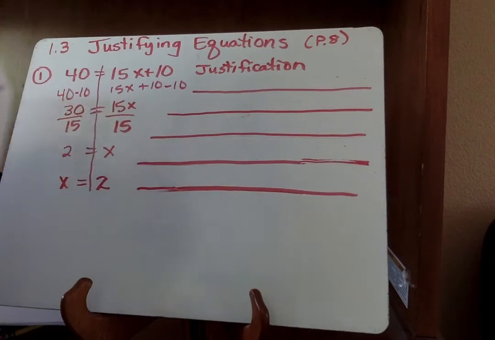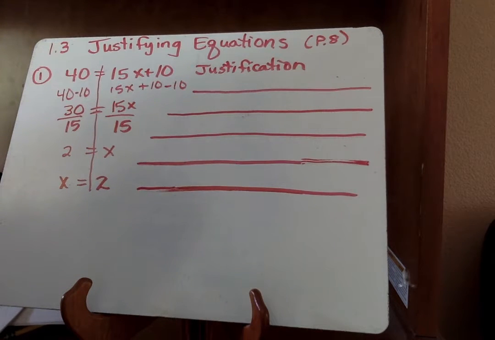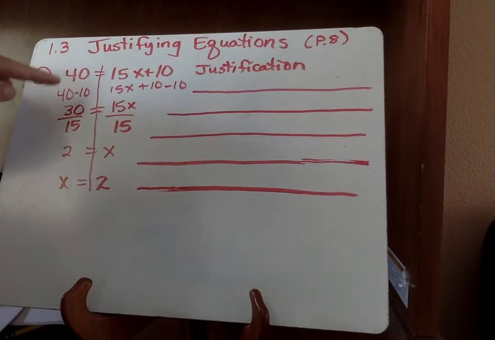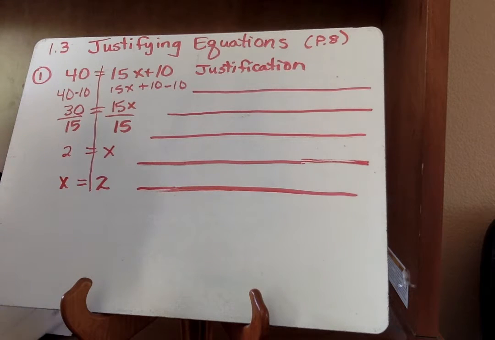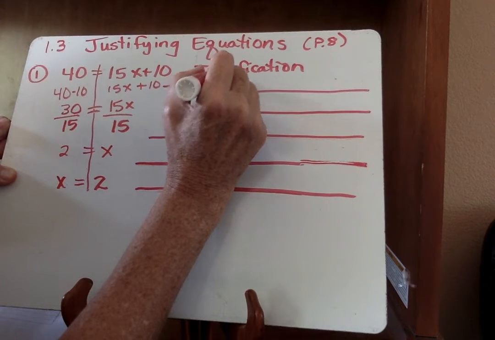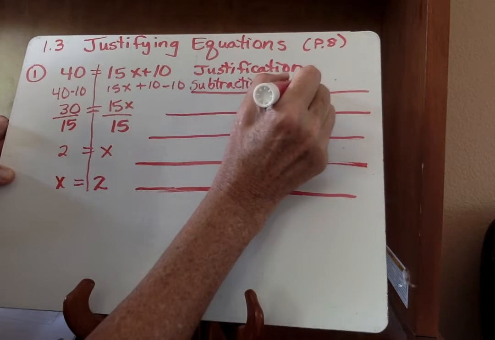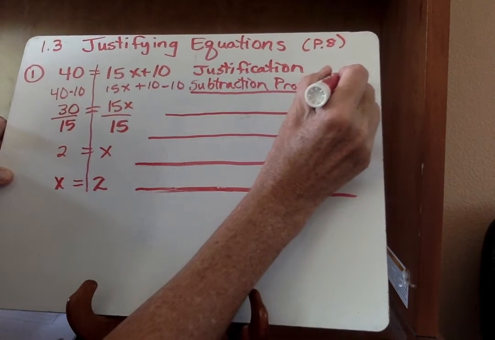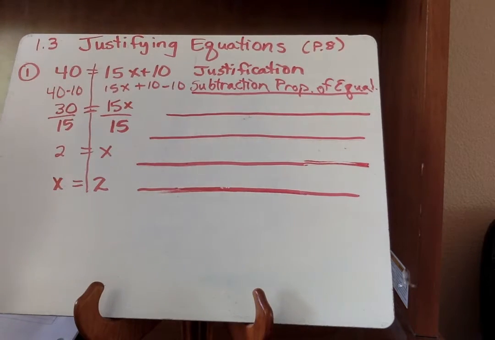you. Okay, so here is number 1 on page 8, where we start with our equation 40 equals 15x plus 10. Our justification for the first step, it's minus 10 on this side and minus 10 on that side. So we would be using the subtraction property of equality. Okay, so we subtracted the same number from both sides.